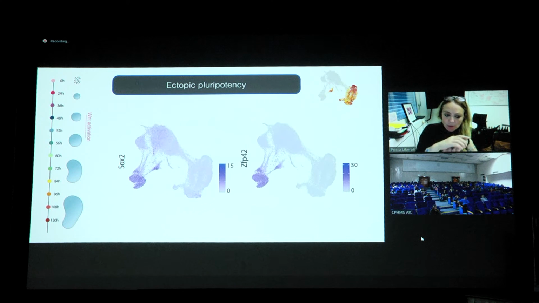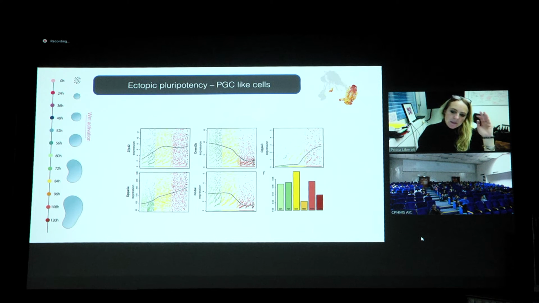There's then the ectopic pluripotency. This is exactly what you see here. This is the SOX2 population. They grow here, but then they maintain this population over time. And they also have really naive markers like ZFP42. We have been looking a bit more deeply at this population to see what they would really represent. And it seems that some of them might become more like PGC-like cells. Some others really start changing expression profile over time.